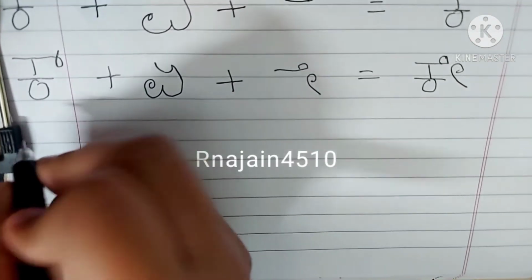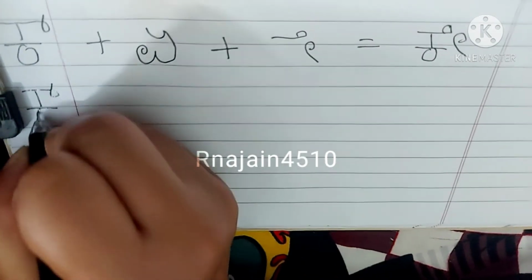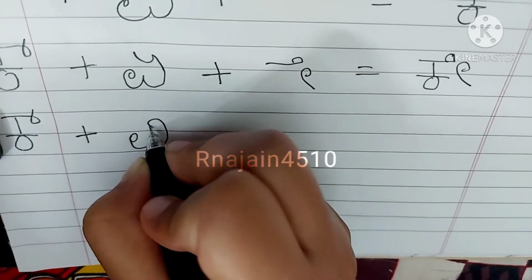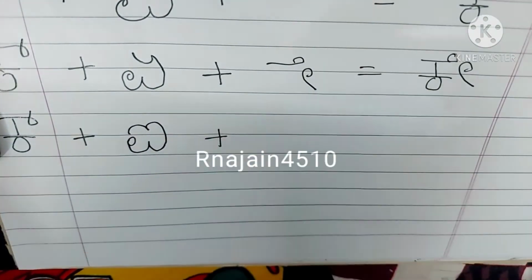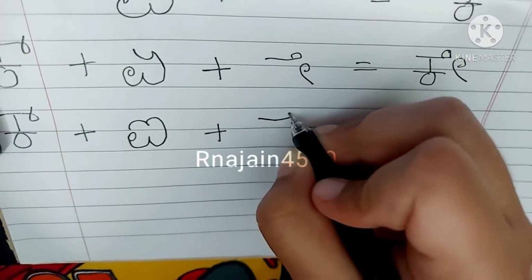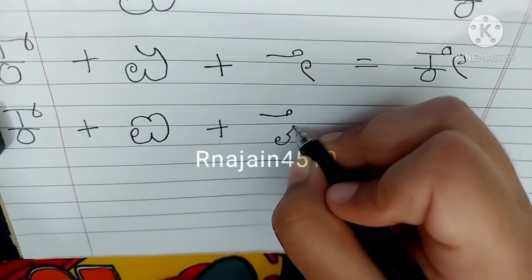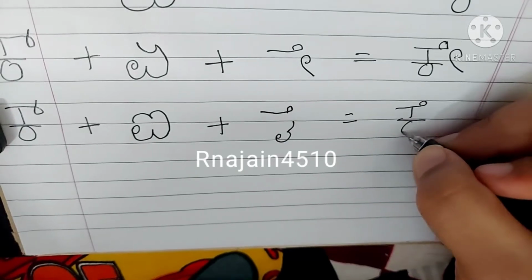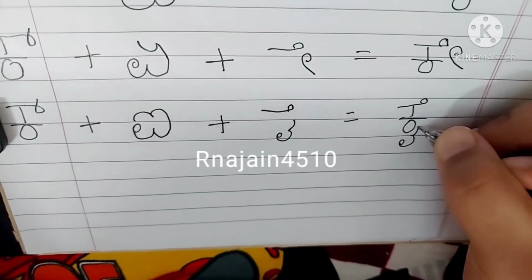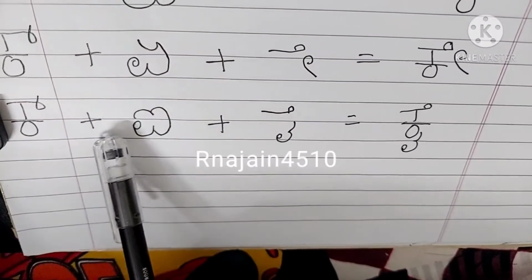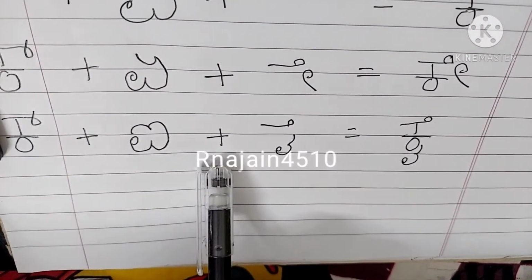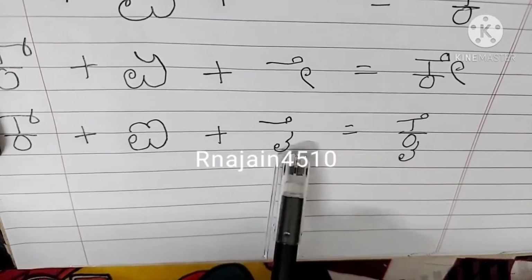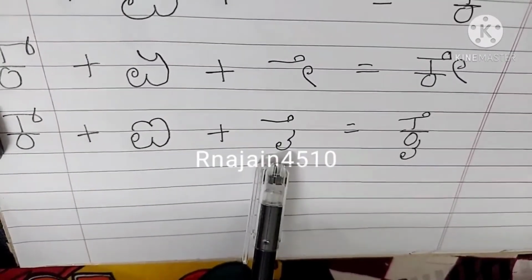Next is Kai. Half K plus I plus I symbol is equal to Kai. Half K plus I is equal to Kai. We call I symbol as aitwa.